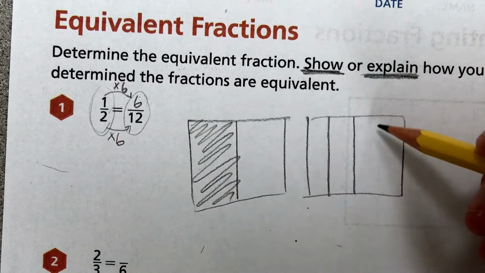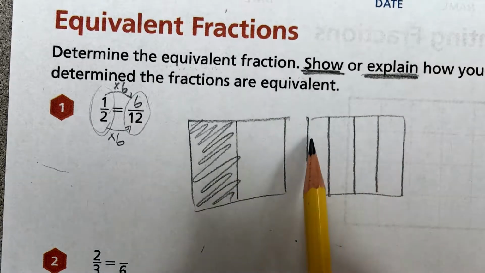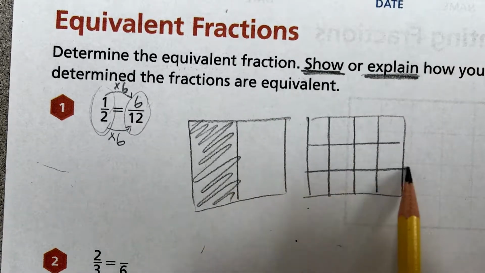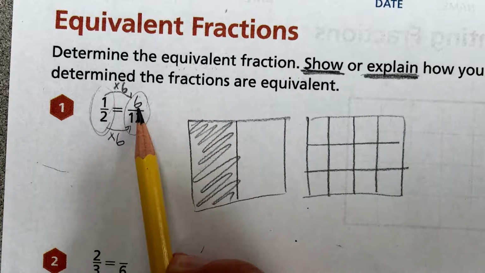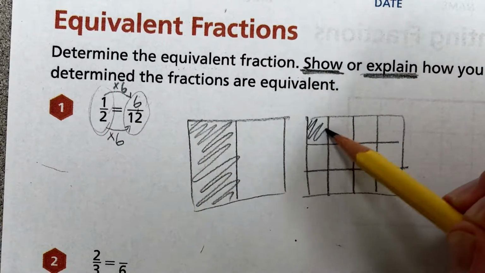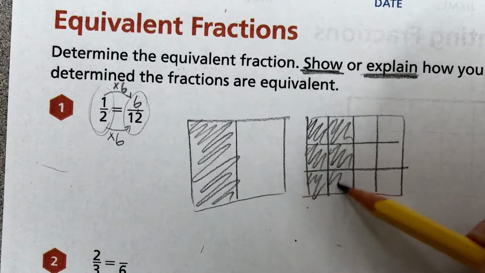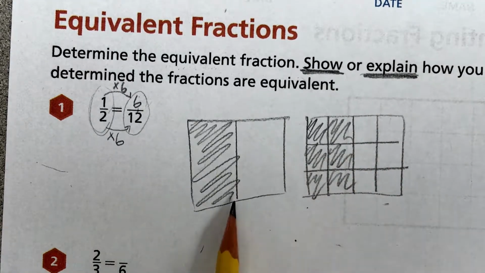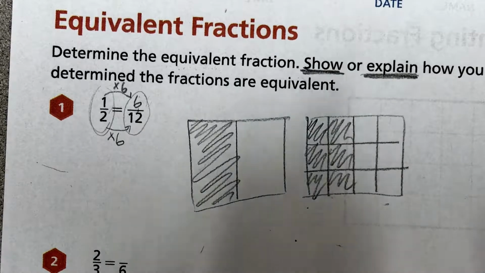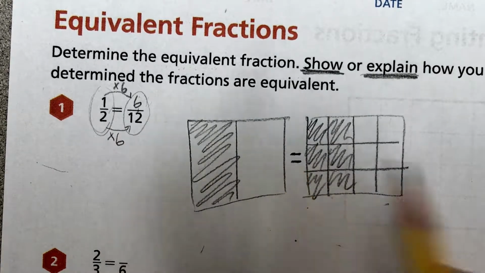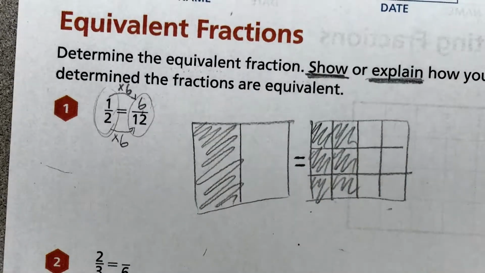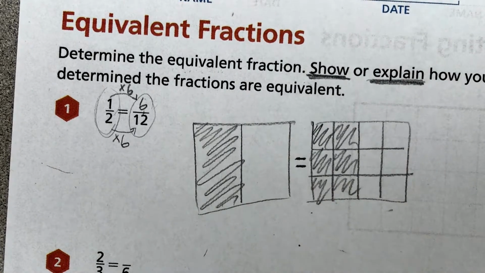So I'm going to cut it 4 this way and then 3 the opposite way, and then I'm going to shade in 6 parts. 1, 2, 3, 4, 5, 6. So I can see why 1/2 is equivalent to 6/12. That is showing. Now you could be done with that problem.